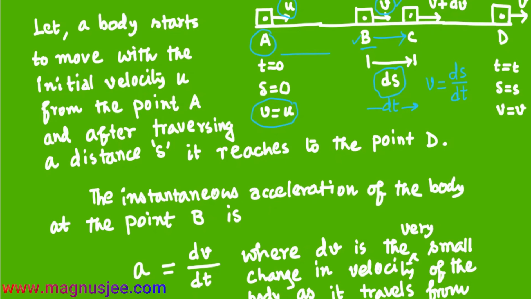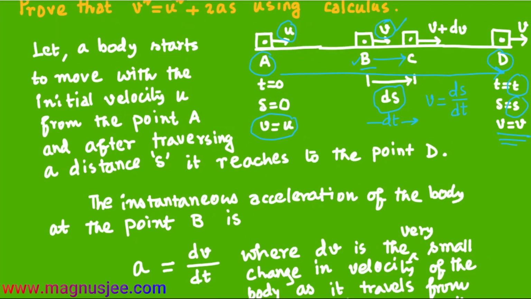That is the lower limit of velocity at the point A, and when the body travels from A and reaches the final point D, the displacement will be s and the final velocity is v. That's why the upper limit of velocity will be v. At the point D, v is the upper limit, and at the point A, u is the lower limit.